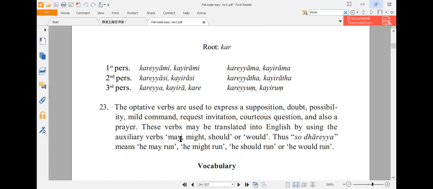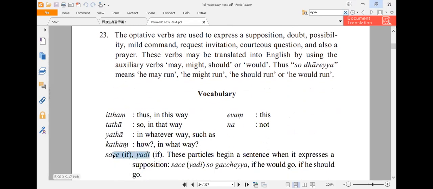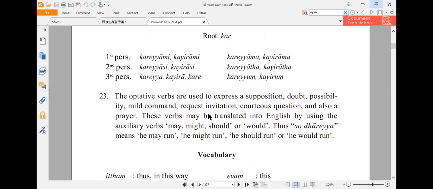So this means that we are using the English may, might, should, would. This is the optative. It's not talking about something that will really happen. It might be just a possibility. This one we will learn together later. It comes together with words like yadi, meaning if. Okay, this is just a quick review, right?